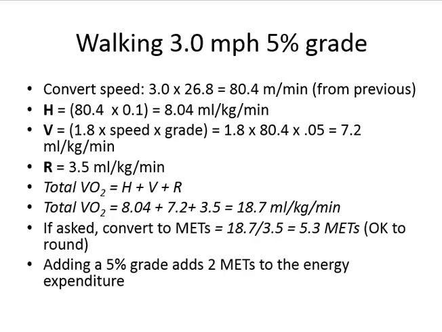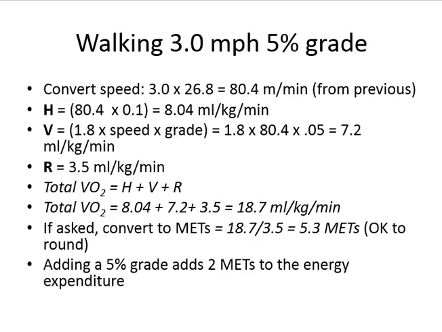Then we get the resting component again, 3.5. So add up the total VO2, and we get 18.7 milliliters per kilogram per minute. If you need to convert to METs, then divide that by 3.5, and we get about 5.3 METs. So adding that 5% grade adds about 2 METs.